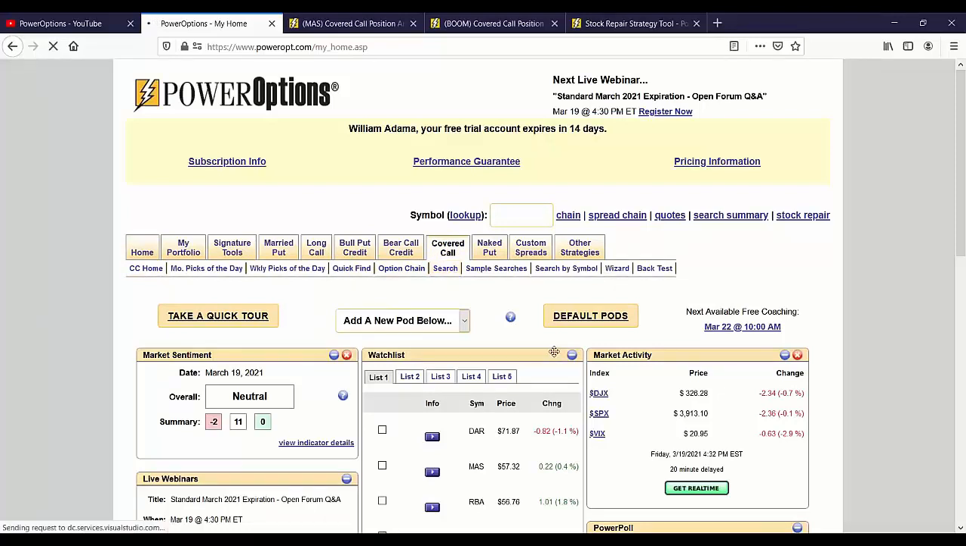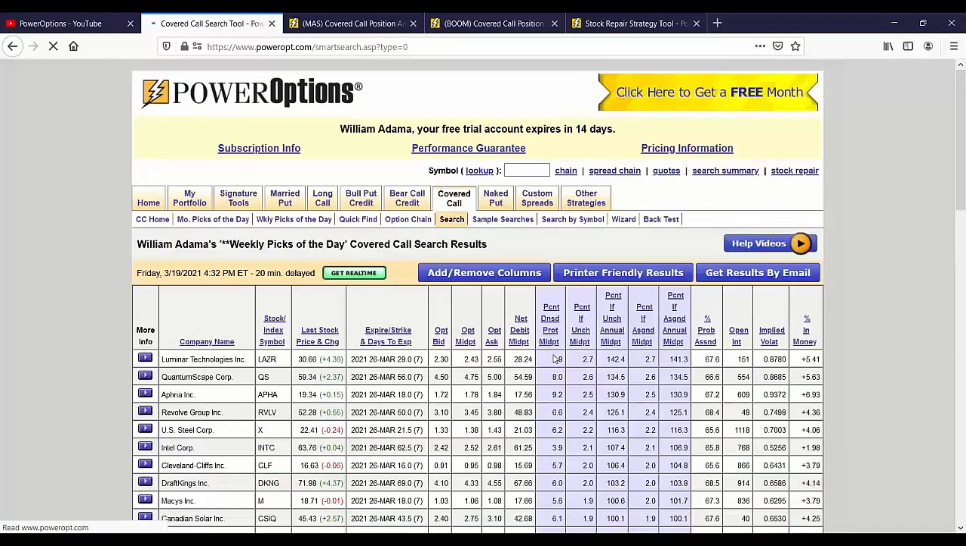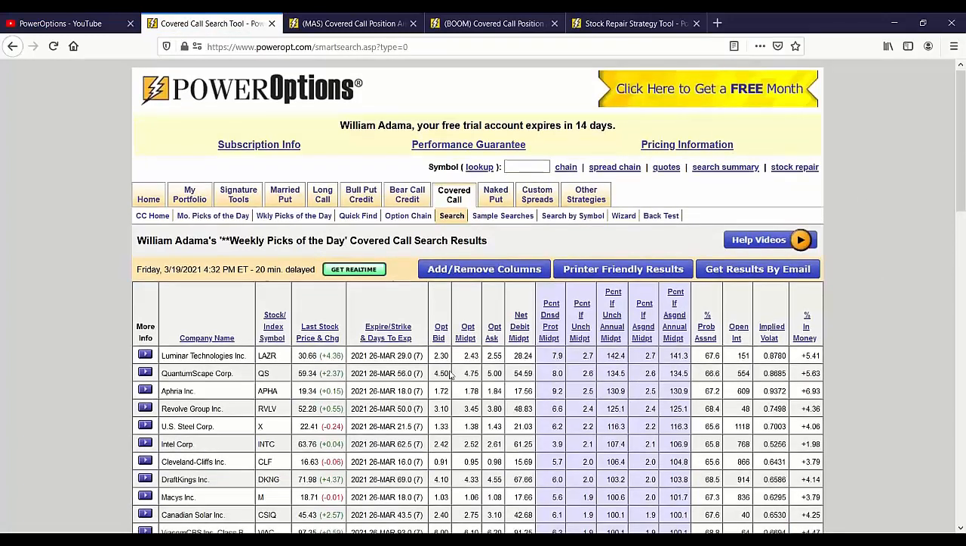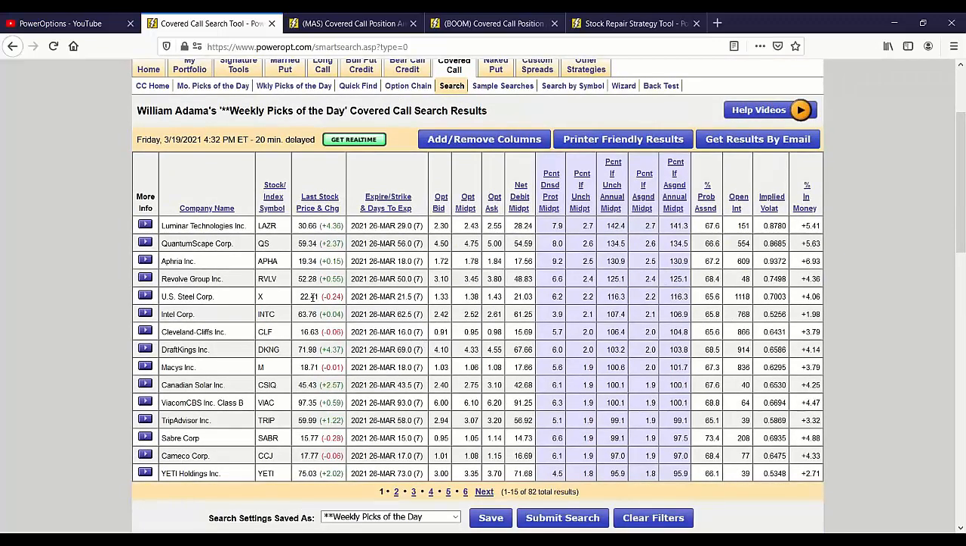Let's go back. I should have stayed on the weekly covered call screen. I apologize for that. Just give me 1 second here to go back. All right, so let's just take US Steel. This is not a recommendation or suggestion. Okay, but US Steel, I just grabbed it because we'll use this. It's at 22.41. And next Friday's March 21.5 strike call is trading at 138 midpoint. This is a 2.2% return if assigned.